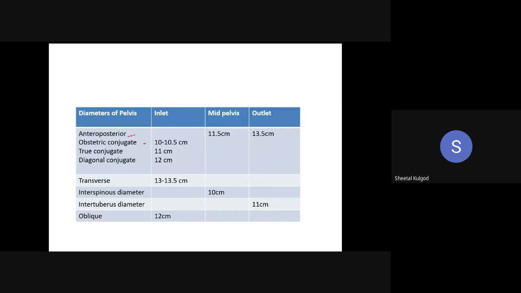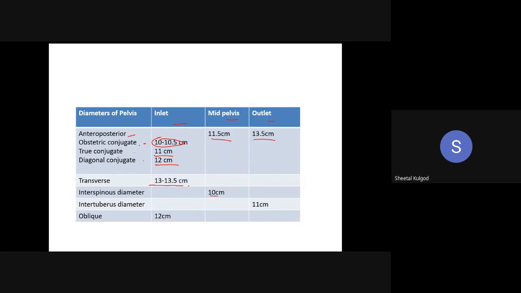So there are anterior posterior diameters in the inlet, mid cavity, and outlet. In the inlet you have 3: obstetric, true conjugate, diagonal conjugate. Obstetric is 10 to 10.5, the smallest anterior posterior diameter of the inlet. Then true will be 11 centimeters, that is 1 centimeter more, and diagonal will be 2 centimeters more than the obstetric conjugate. Understood? Then in the mid pelvis, the anterior posterior diameter is 11.5, outlet is 13.5. Transverse diameter of the inlet is 13 to 13.5 centimeters. Remember, the transverse diameter of the inlet is wider than the anterior posterior diameters in the gynecoid pelvis we are talking about.